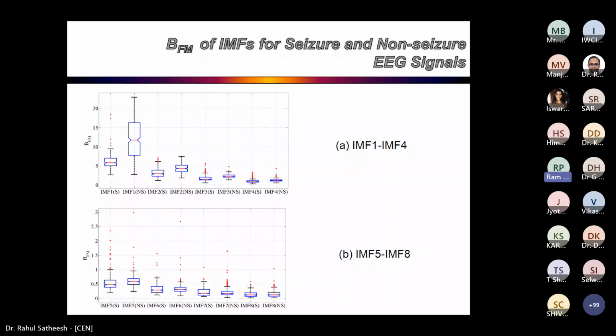So here you can see the bandwidth due to FM. The first four IMFs are giving better discrimination, and when you see the 5th IMF to 8th IMF, there is no discrimination. Due to that reason, we selected the first four IMFs for further processing. Also, you can see there is no proper discrimination like the earlier case, so there is no 100% separation. That motivates us to project these features into some higher dimensional space where the classification can be done.